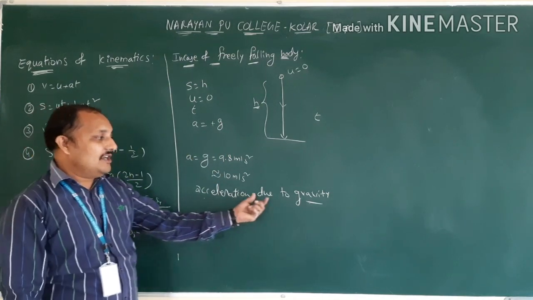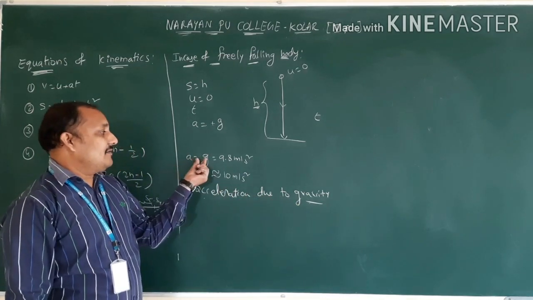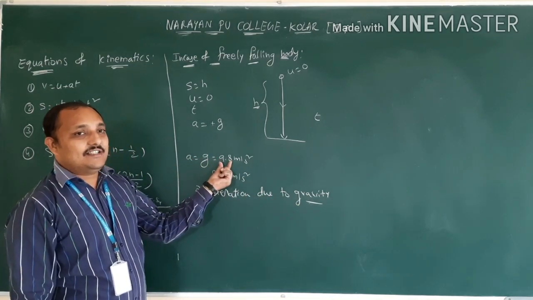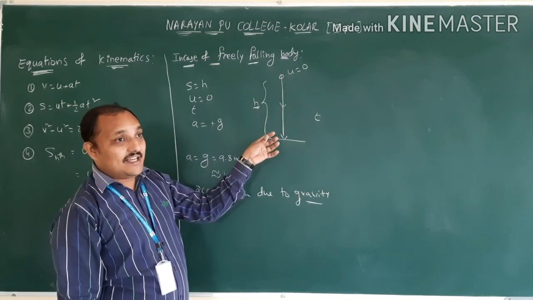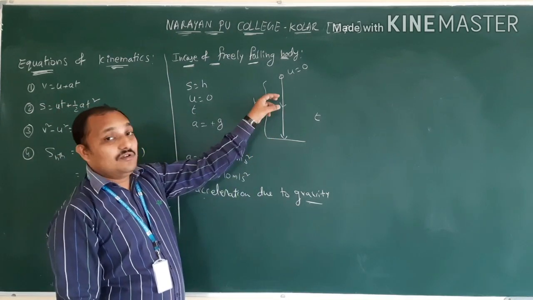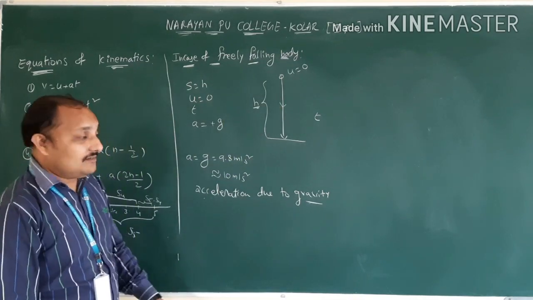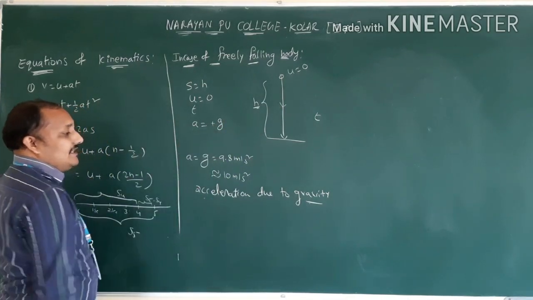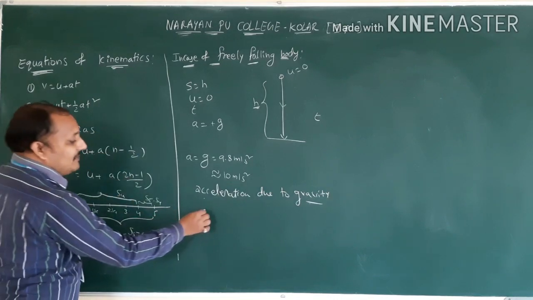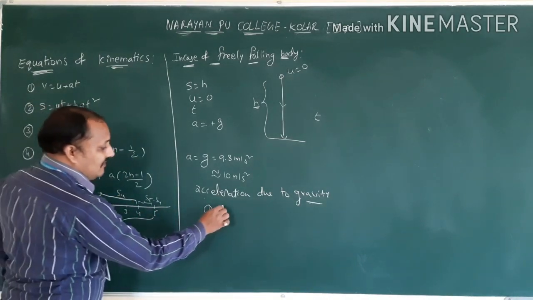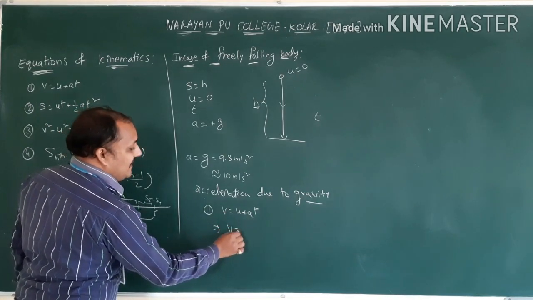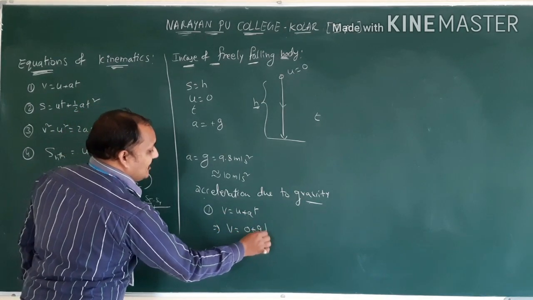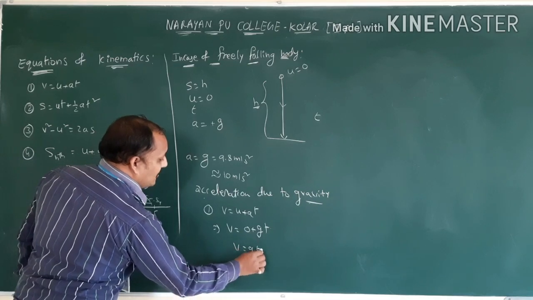So acceleration due to gravity, a is equal to g is equal to 9.8. This is constant, so the object is moving with uniform acceleration. Gravitational force will produce uniform acceleration of the object. So a is equal to g. Then how are these equations going to be changed? First equation, v is equal to u plus at. So this implies v is equal to 0 plus gt. So v is equal to gt.